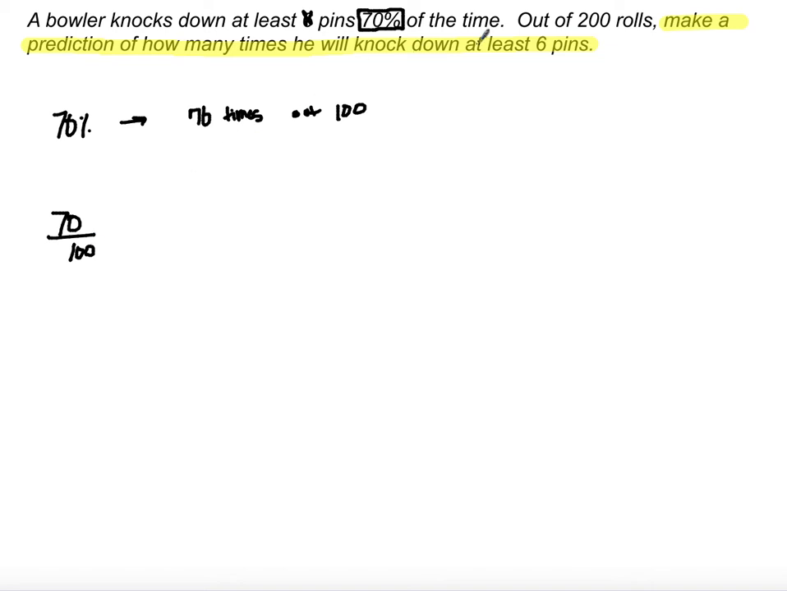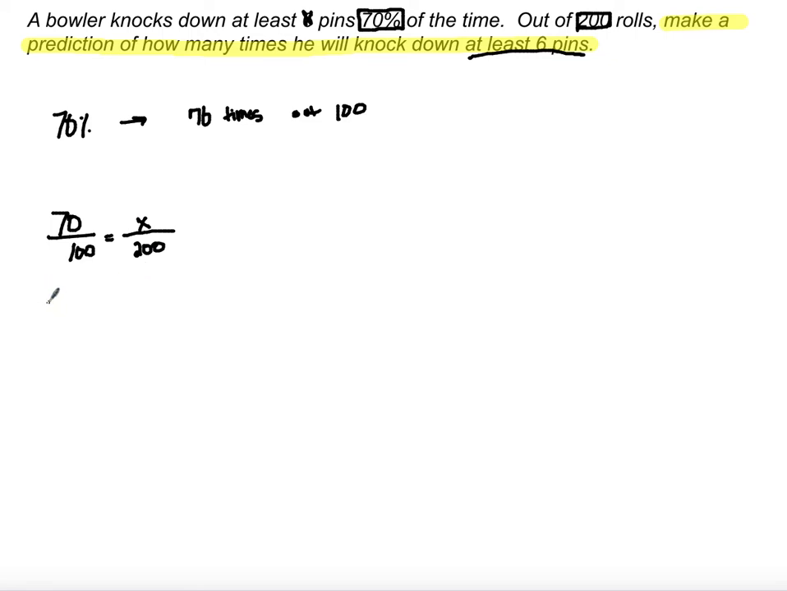So we want to know out of 200 rolls, how many times will he knock down at least 6 pins? It's just the fact that we're looking for he'll knock down that many pins. The 6 is not important. So in this case, we could set it up as a proportion. We know he knocks down 70 out of every 100 tries. So if it's 200 attempts, how many times would that be?